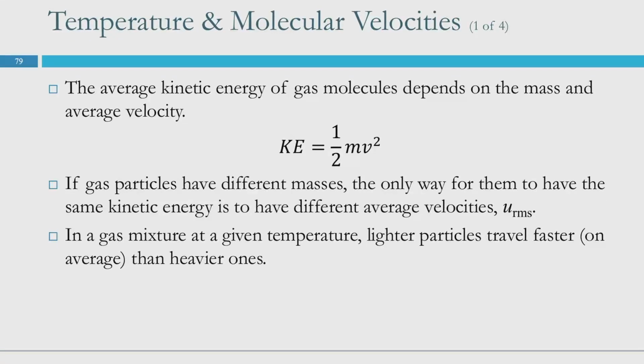Okay, so average kinetic energy of a gas molecule is related to the mass and the average velocity. So these are some average values. This is true for any individual particle, but we're going to have a range of different velocities, and so we're talking about these just generally as averages. Our kinetic energy, KE, is equal to 1/2 m, where m is mass, times v, which is velocity, and the velocity there is squared.